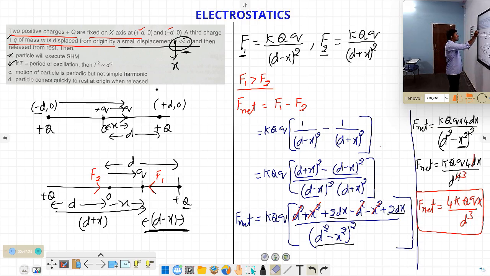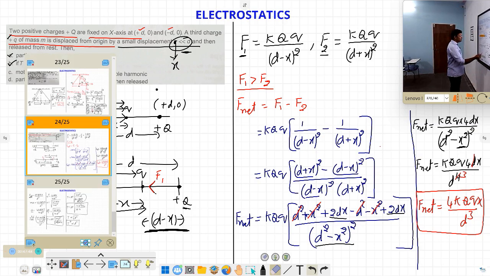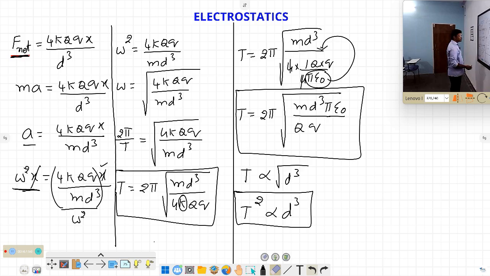Next, last one, particle comes quickly to rest at the origin when released. Immediately means no, it takes a little time to come to rest unless there are external frictions taking place. So C and D, compared to that, A, B is the correct answer for this question. So this is the way you have to find the answers for the question. This is a most important question, you have to keep it in mind.